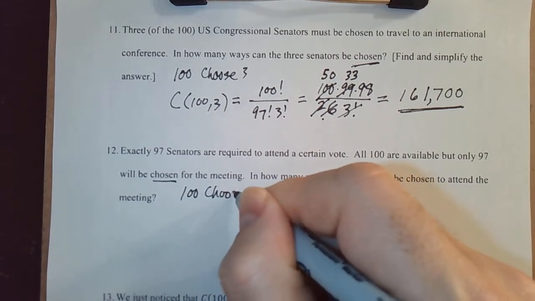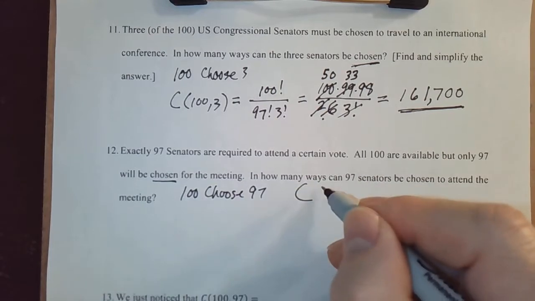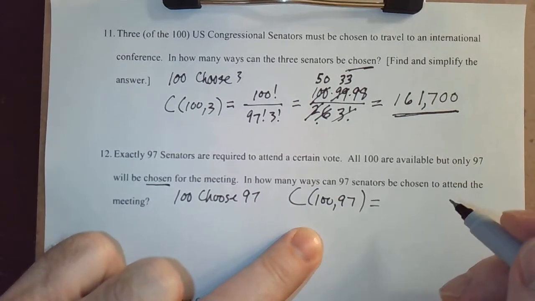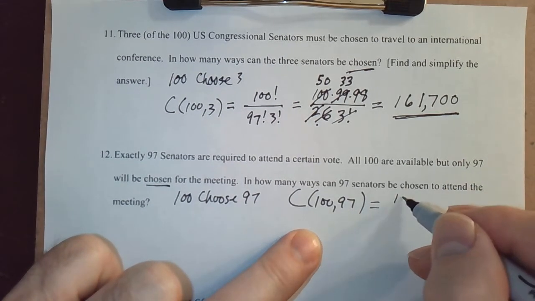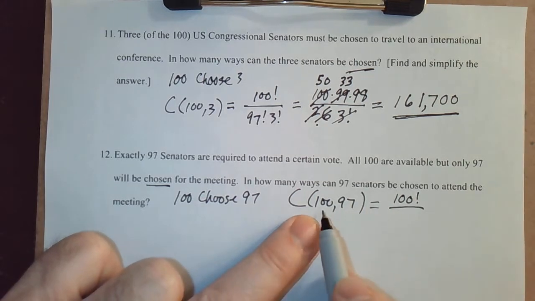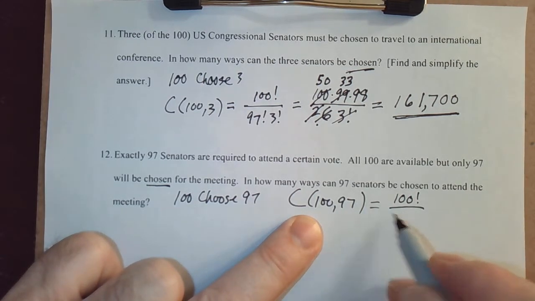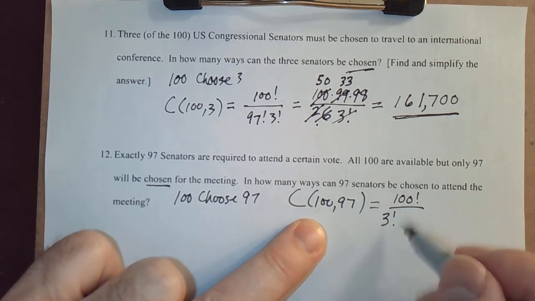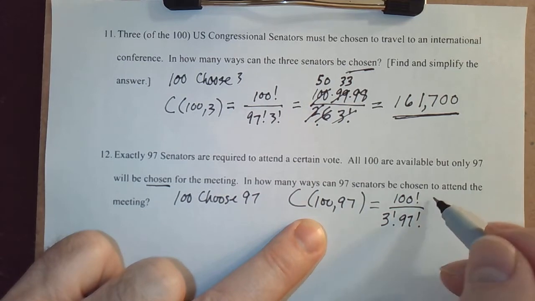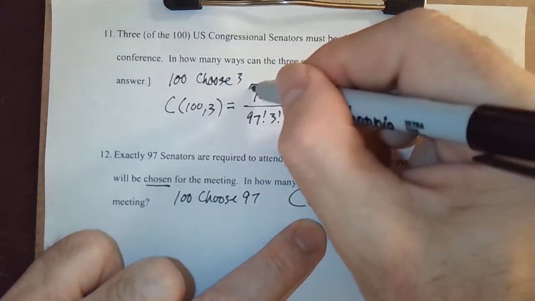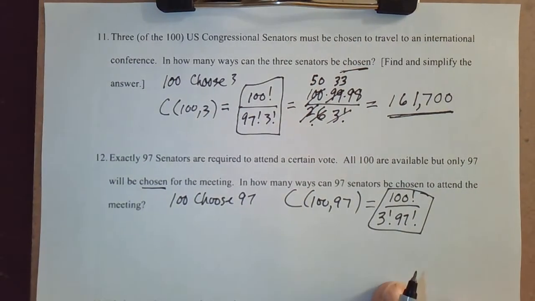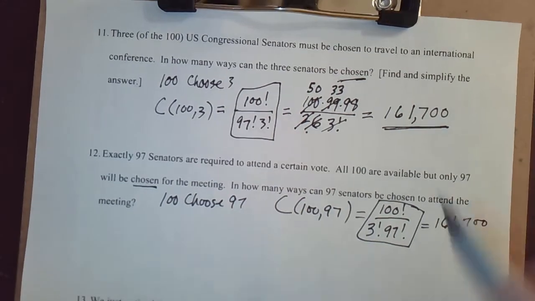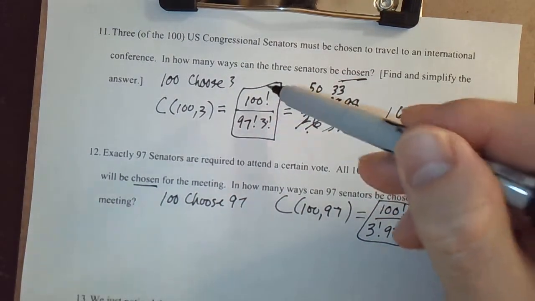100 choose 97, or C(100, 97). And I know some of you already know the answer, but I'm going to go ahead and use the formula here. The numerator is 100 factorial. What's the denominator? 100 minus 97 is 3. Then you put a factorial on it, and then 97 factorial. Well, that should look familiar. Exactly the same answer, 161,700.